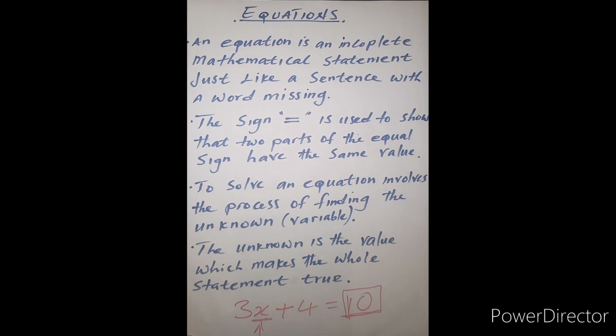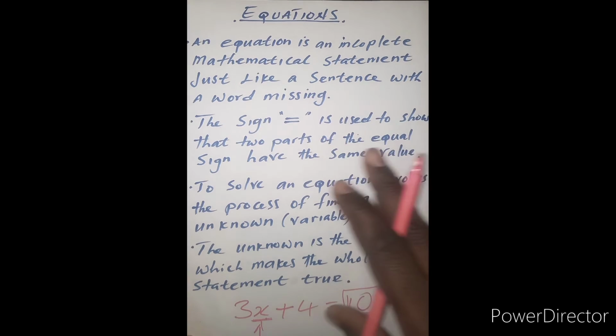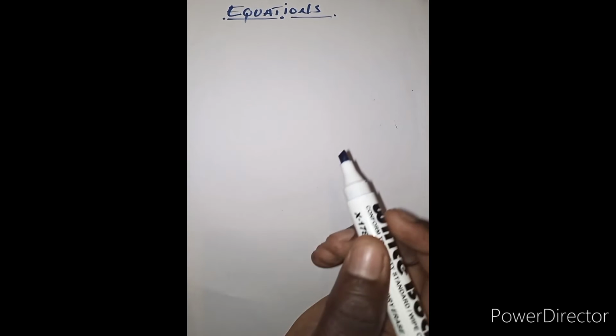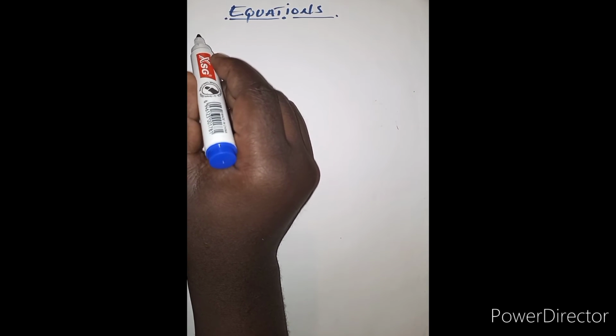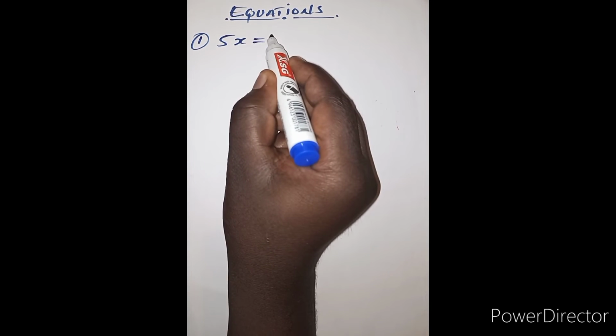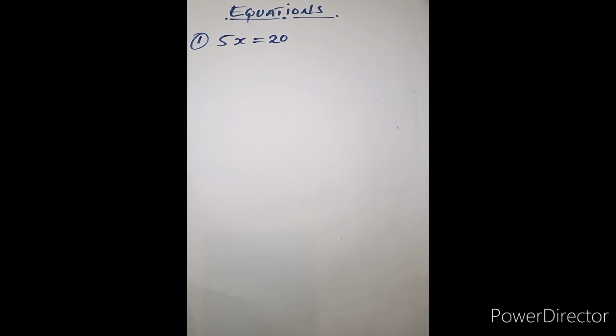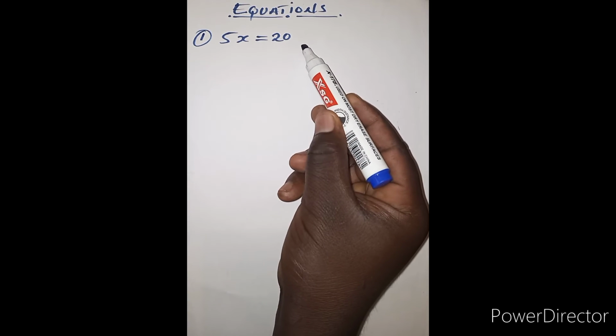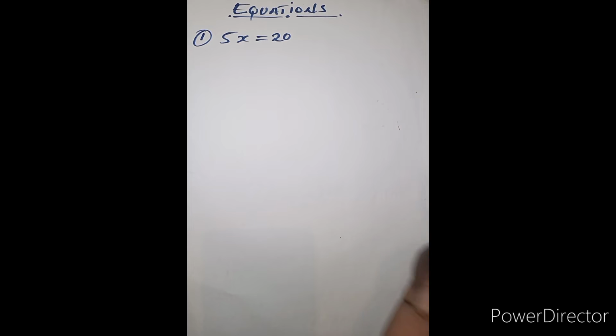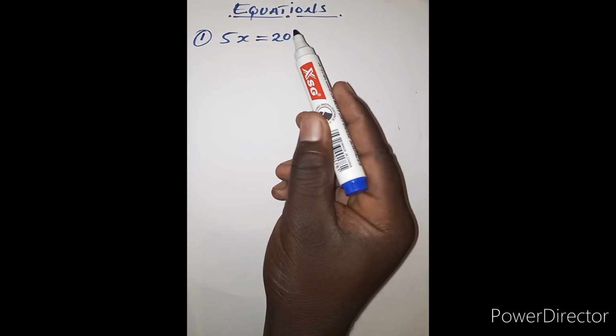So without further ado, shall we move to our examples and see how we can put everything here into practice? So, how would you solve this equation? 5x equals 20. Well, this is a very simple type of equation, and it's one of the easiest equations you're going to find out there. What this simply means is that there's a number x such that if you multiply that number by 5, it must give you 20.